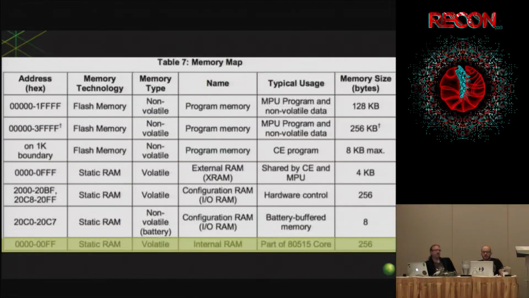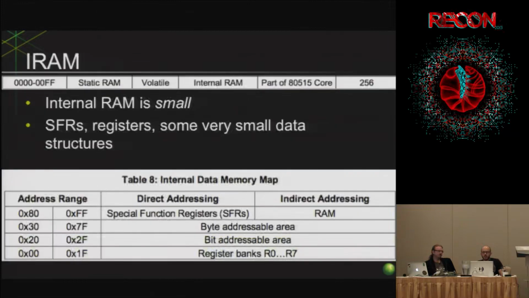All right, and then lastly, internal RAM. Internal RAM is really, really small. The stack on this thing is unbelievably tiny. Anyway, what gets stored there are these special function registers, which are basically a whole bunch of switches that tell you the state of things and certain configuration items. Registers are stored there, and then very, very small data structures.